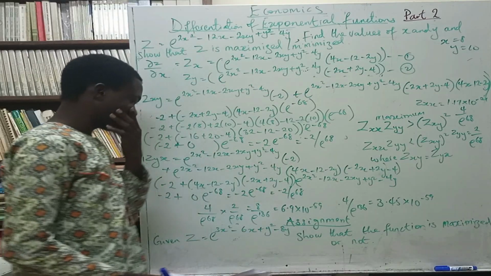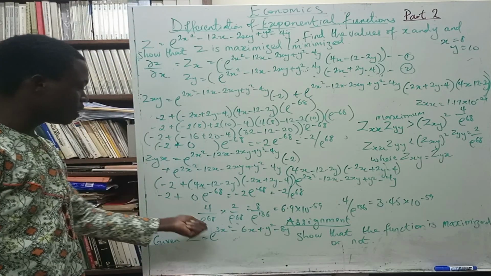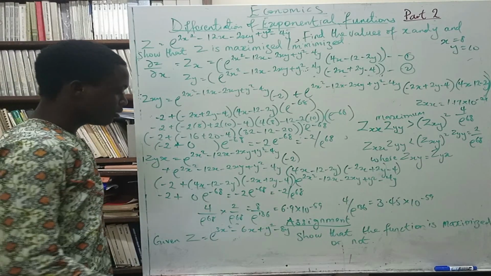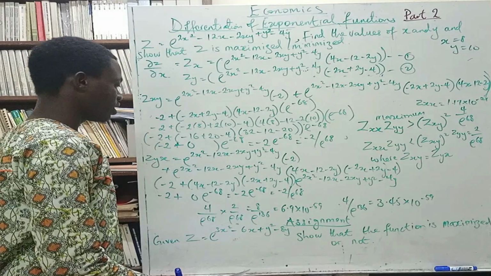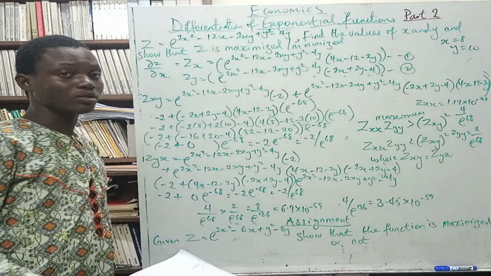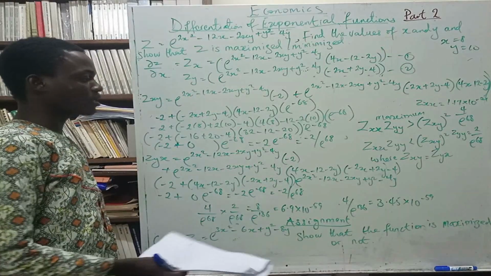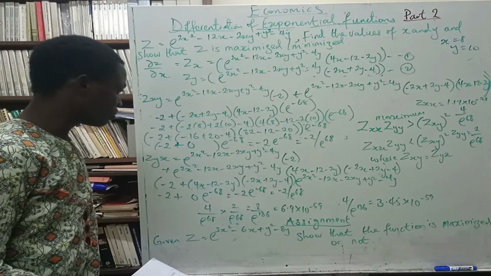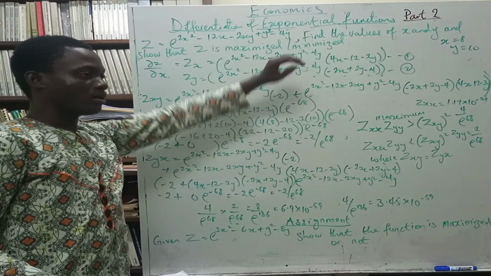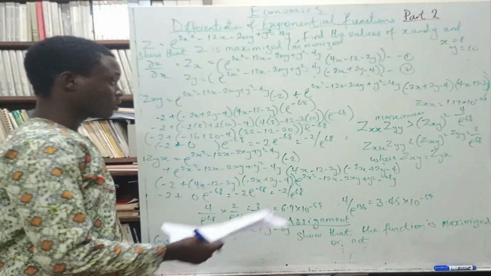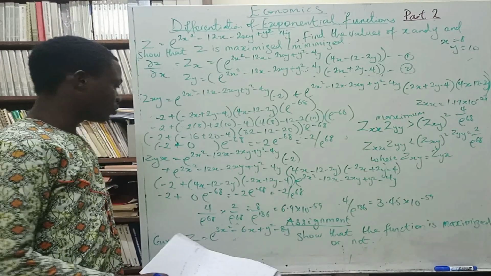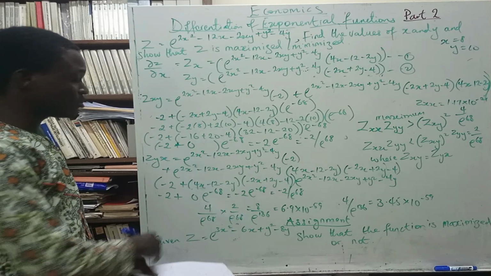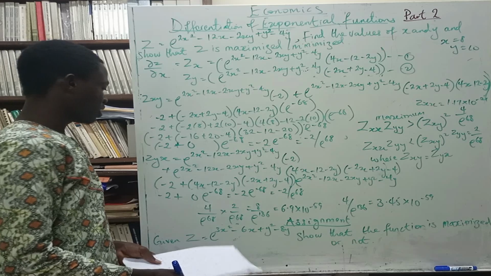So I've written the assignment. The assignment is given z equals e raised to power 3x squared minus 6x plus y squared minus 8y. Show whether the function is maximized or not. You have to prove whether the function is maximized at whatever critical point you get. Basically, just understand the conditions for maximum or minimum. I wanted to work this out for the assignments, but I just decided to leave it.